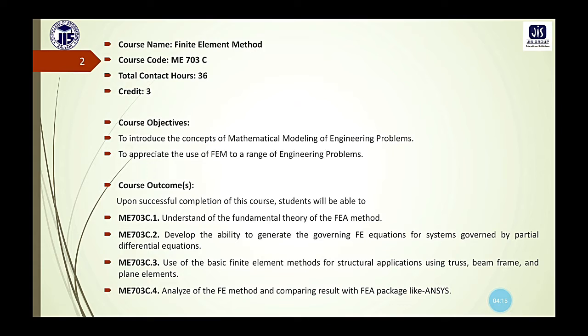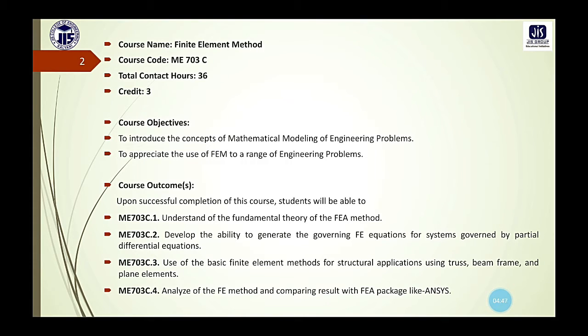Next, use of the basic finite element methods for structural applications using truss, beam, frame and plane elements. For all these different structural elements, we will use the basic finite element method to solve different numericals.